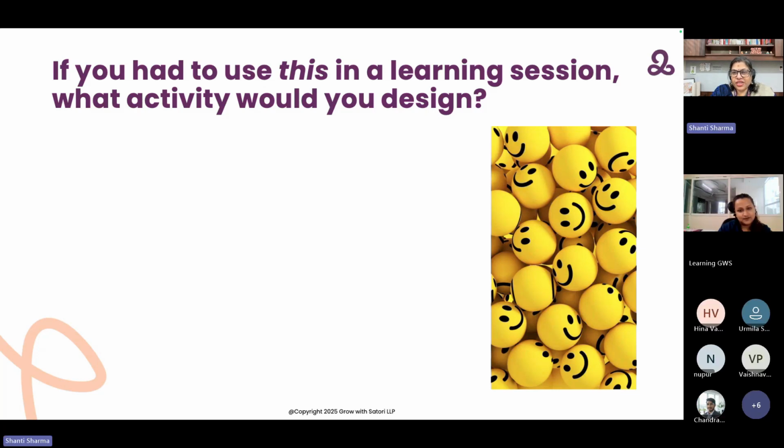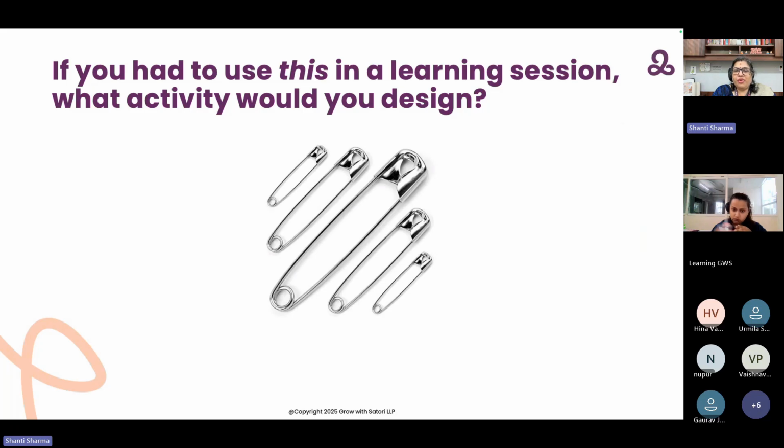So the first three images that you all saw are things that I knew people would have used in some activity or experienced while participating. The next image I'm going to show, in my view, I have never used it. Very possibly some of you may have used it, but now I want you to design an activity with safety pins. What would that look like?